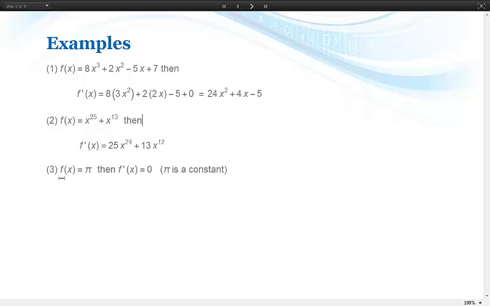The derivative of the function f of x equals pi is 0. Why? Because pi is a constant. Pi is about 3.14159. It doesn't change, so its rate of change is 0. So that's true for any constant.